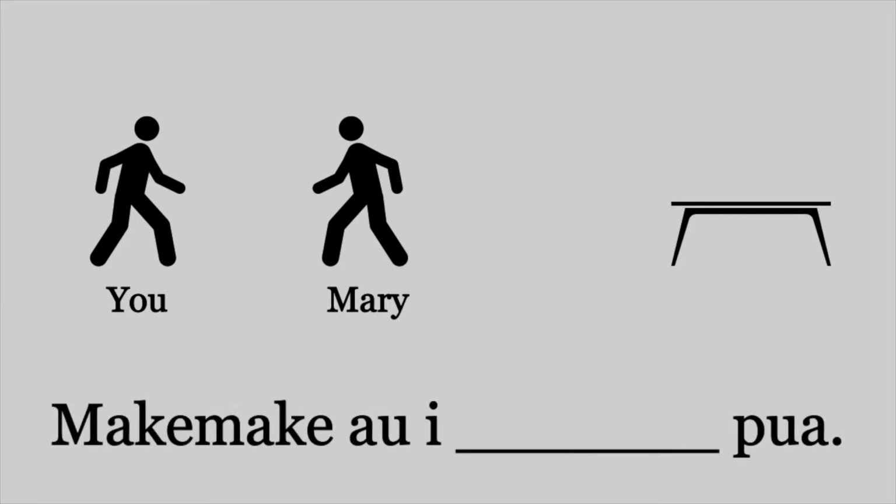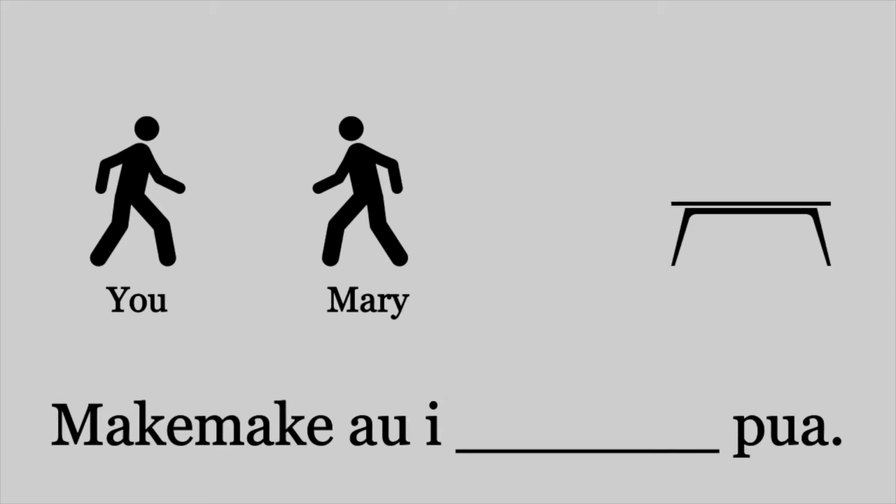Here's the setting. You're talking to your friend, Mary, and across the room from you is a table. Now I'm going to present various scenarios, and you're going to fill in the sentence, Makemake au I blank pua. I want blank flower. You will fill it in with the correct demonstrative, depending on where the flower is and how many flowers there are.